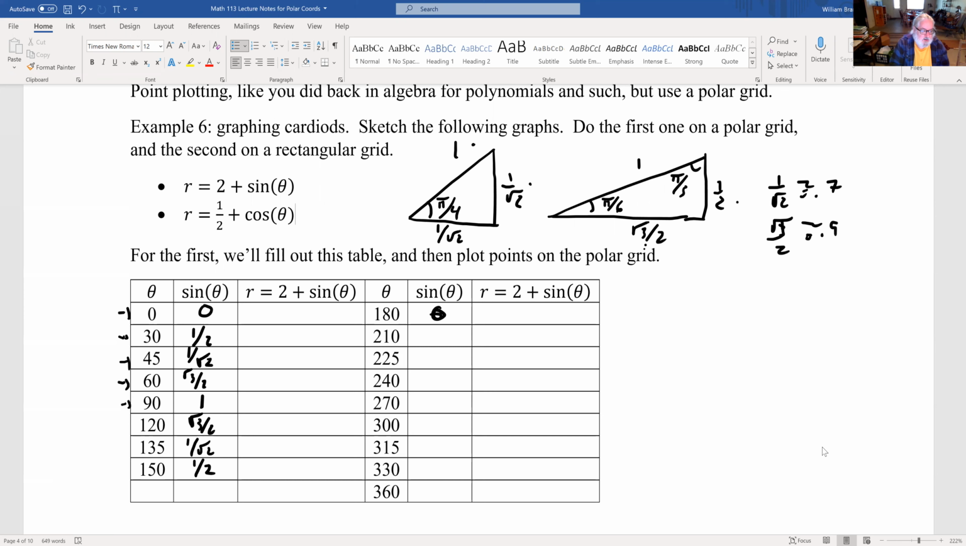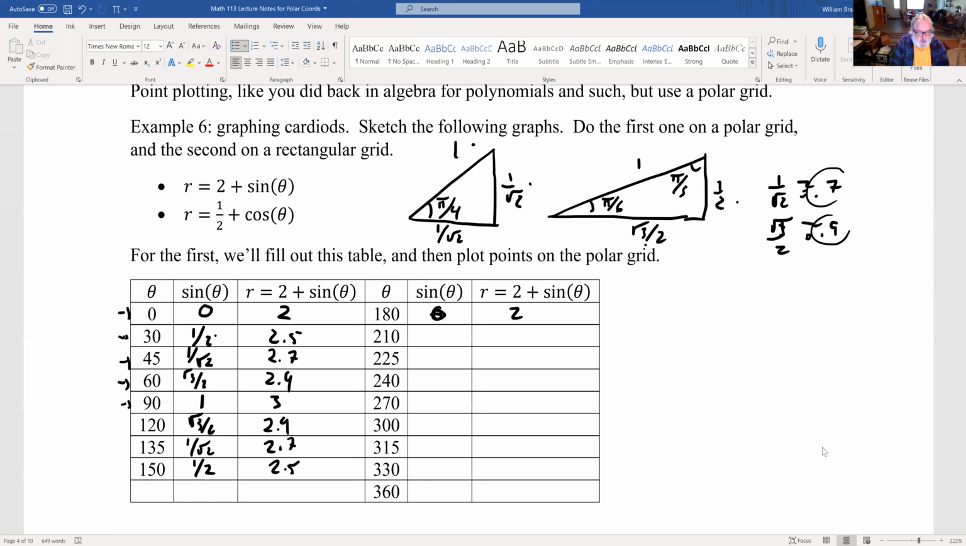Okay, so what are your r's going to be? Well, 2 plus 0 is 2. 2 plus 1/2 is 2.5. 1 over square root of 2 is about 0.7, so this is about 2.7. Square root of 3 over 2 is about 0.9, so 2.9. And then you go back down, 2.9, 2.7, 2.5, 2.